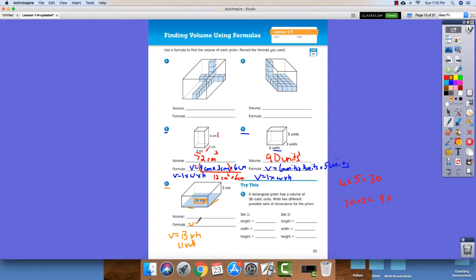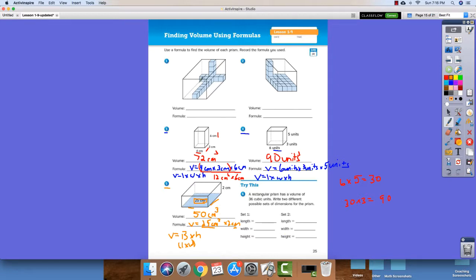So for this problem, I would do volume equals 25 centimeters squared times 2 centimeters. And I still have my 3 dimensions. Okay, remember that's length and width. So there's 2 dimensions there. And then my height's my 3rd dimension. So I have 25 centimeters squared times 2 centimeters. So that would get me 50 cubic centimeters, or 50 centimeters cubed.